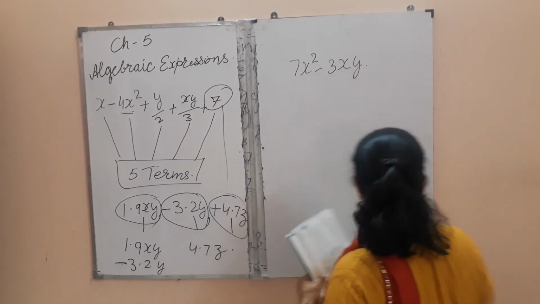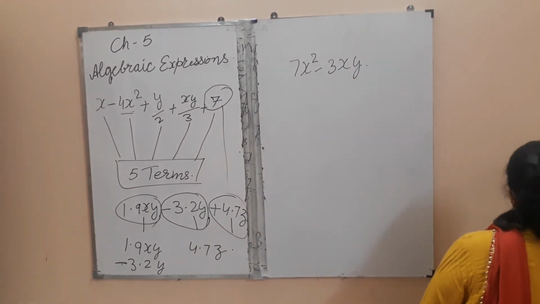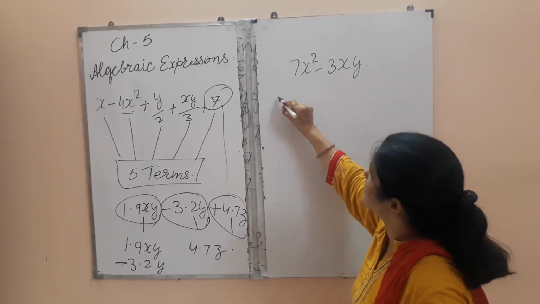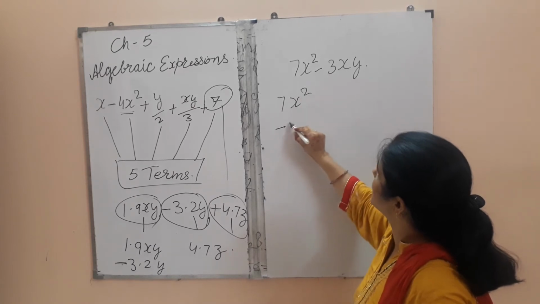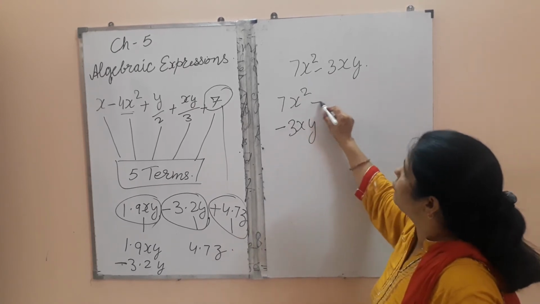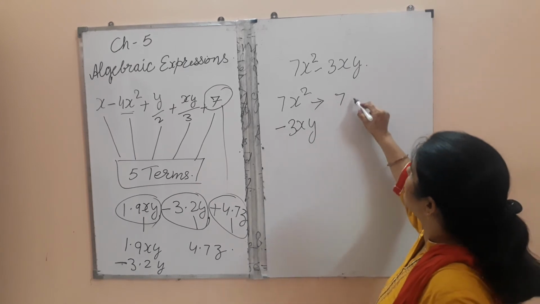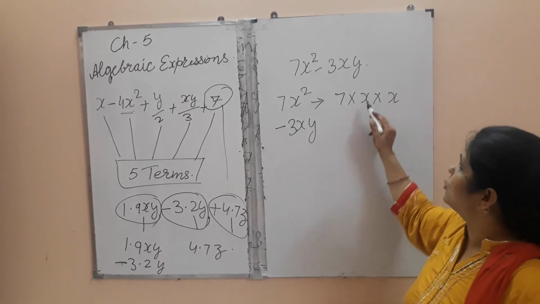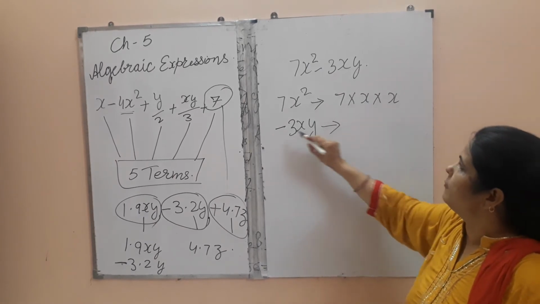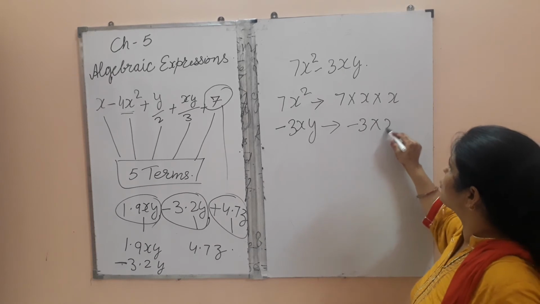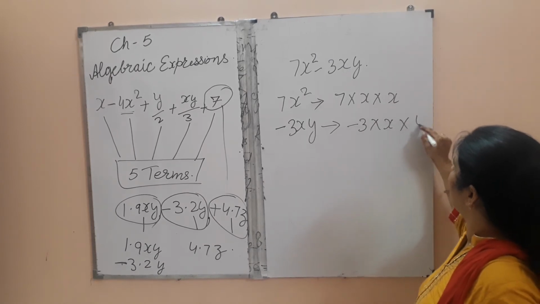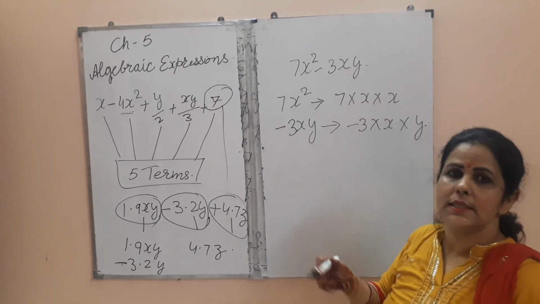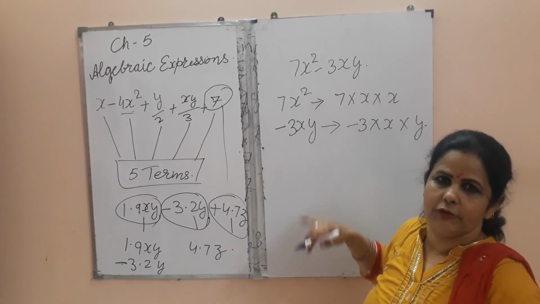3xy. What are the factors first of all? Factors of which are the terms in this? The first term is 7x squared and the second term is minus 3xy. So what are the factors of 7x squared? 7 into x into x. X square means 2 times x. The factors of minus 3xy is minus 3 into x into y. These are the factors. Now coefficient means the associates of that expression.